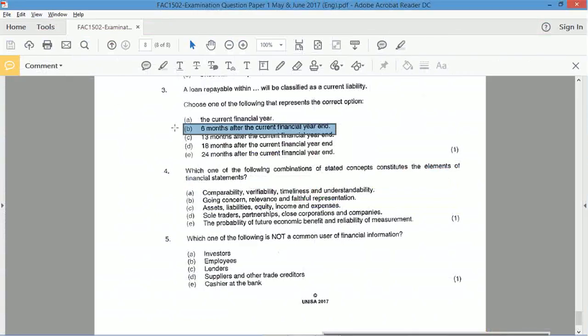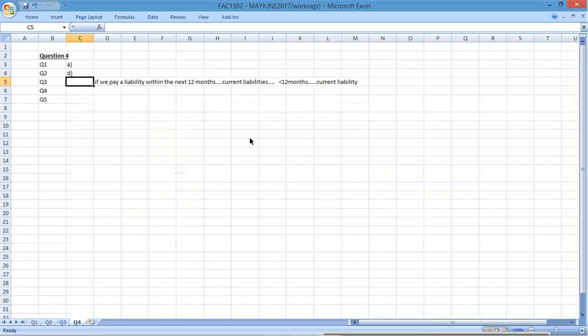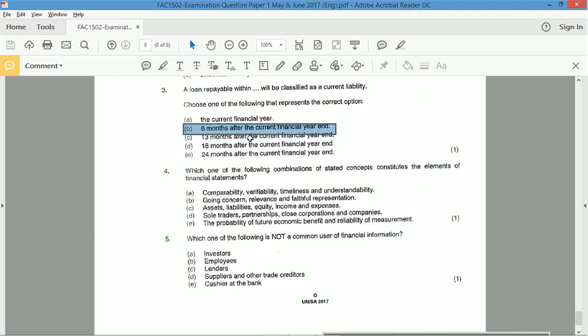So looking at this, 6 months after the current financial year end, if it's within 12 months after the financial year end, it's still within 12 months. So it would actually be acceptable to go with B or A, because A is in the current financial year. Obviously, if it's in the current financial year, it's short term. So A and B would actually be correct answers here, because it is looking at the time associated with current and non-current.